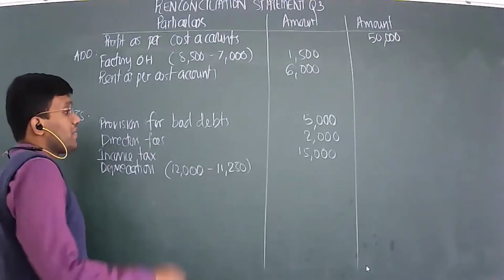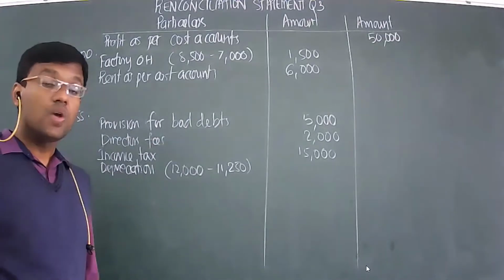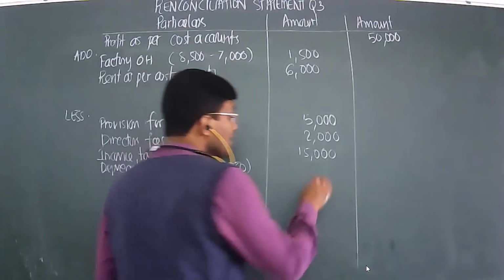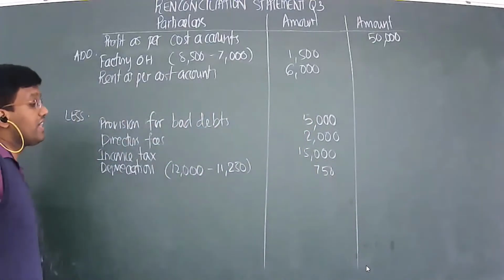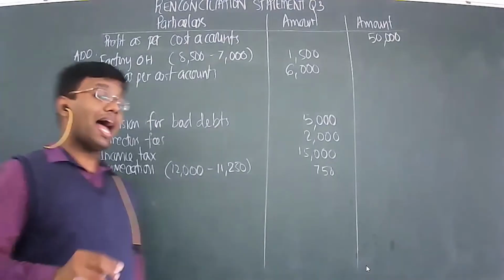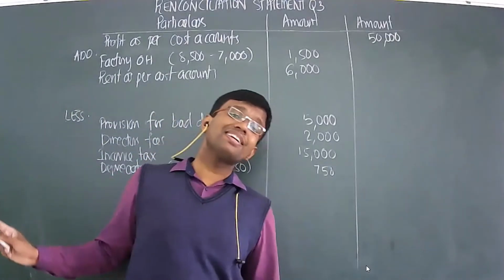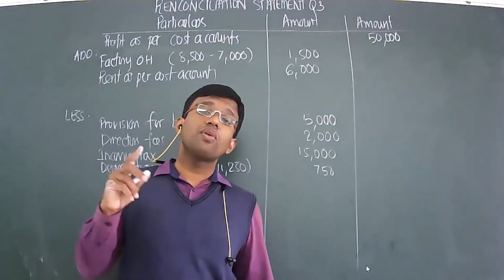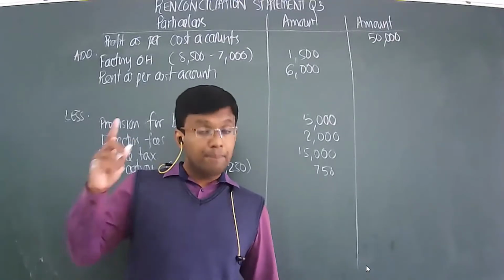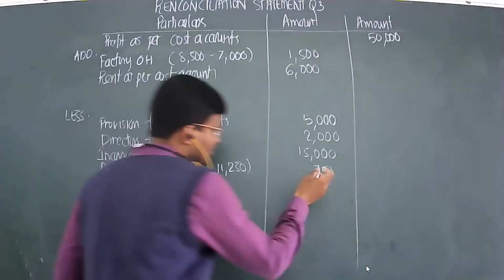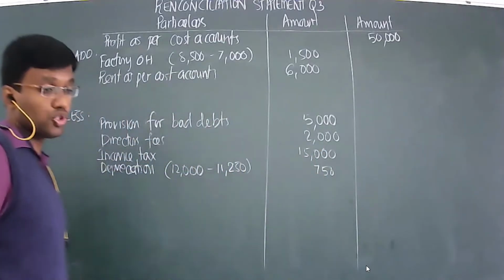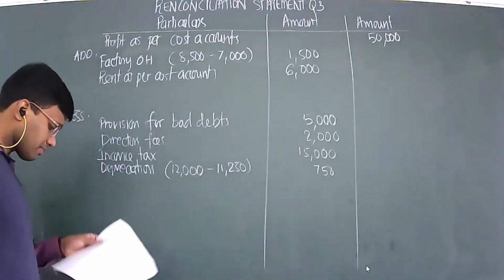So when we are preparing a reconciliation, we need to consider only the difference amount. Why? Because as per cost accounts, we've already factored depreciation of 11,250. But the actual depreciation amount is 12,000, which means you just have to consider an additional 750 more. So that has been considered.